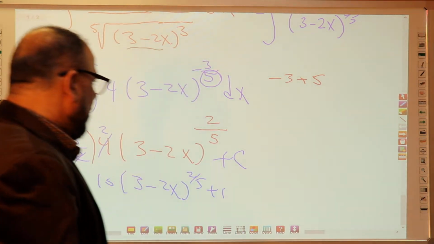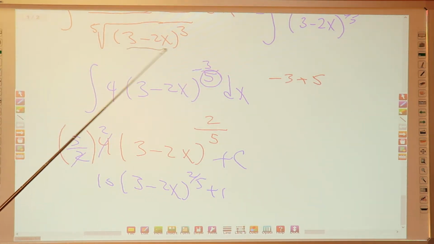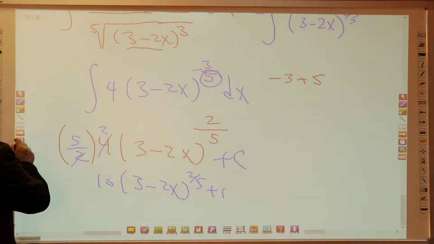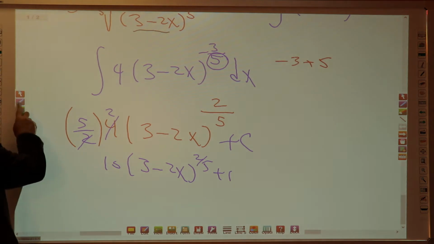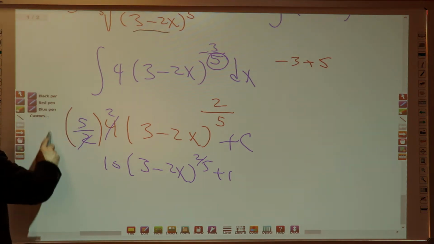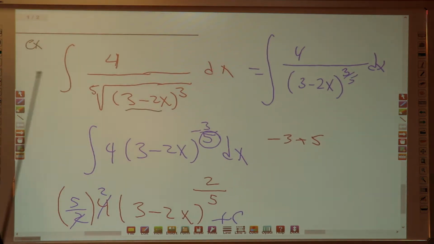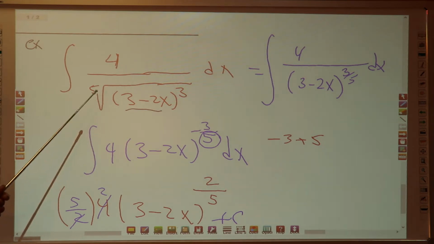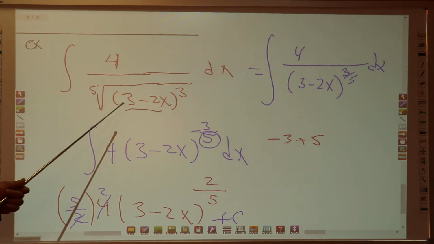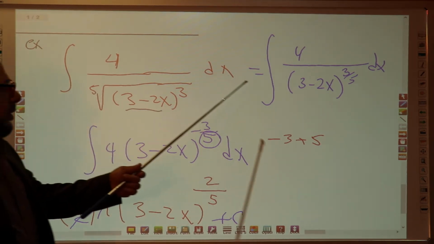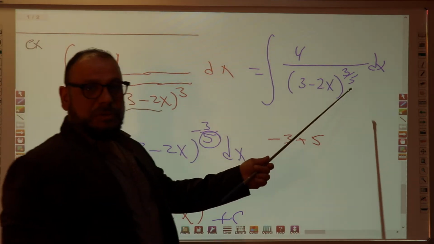Okay, now guys, we're back here. We forgot, as Ismail said, and this is a problem. I'm going to go back to this problem just quickly. This is the problem: 4 over the fifth radical of (3 minus 2x) cubed. We make it an exponential function.